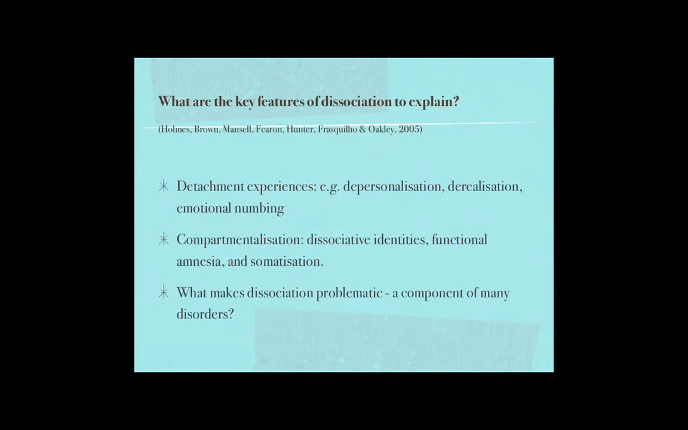So what are the key features of dissociation to explain? A while ago I was involved in a project to review the literature that attempted to distinguish between the different components of dissociation, and we concluded that there were two key clusters of experiences: detachment experiences such as depersonalization, derealization and emotional numbing, and compartmentalization, which involves the aspects of dissociative identities, functional amnesia and somatization. Now I'm going to come back to why I think those two different experiences are different and distinct when we cover the model.